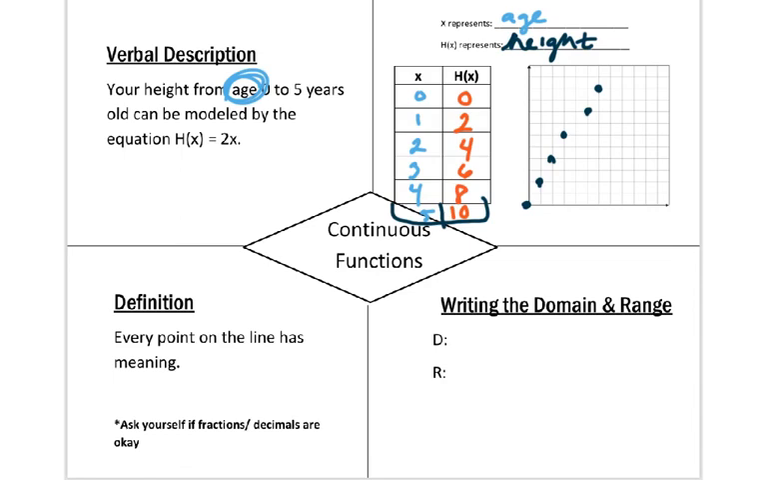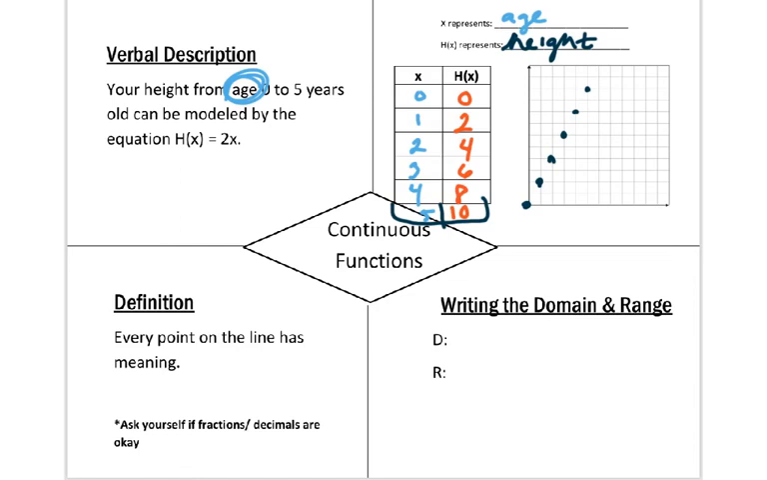I messed something up. I missed a number. Sorry, guys. There we go. 1, 2. 2, 4. 3, 6. Here we go. 4, 8. 5, 10. Perfect. Okay, so there are my ordered pairs. I took this table of ordered pairs and I put it on the graph.